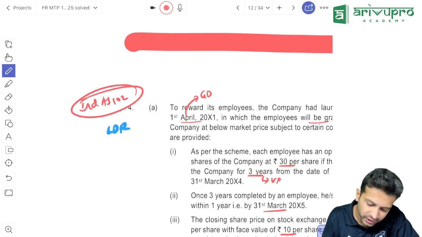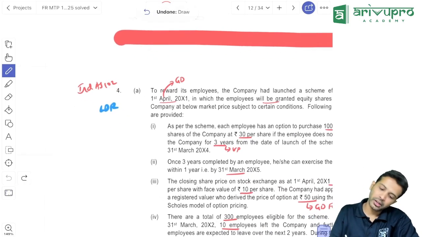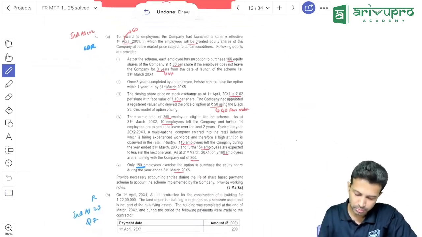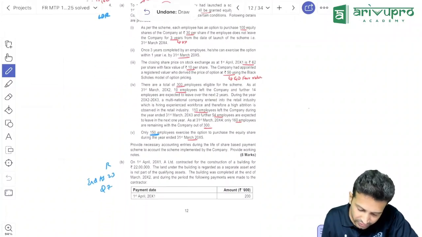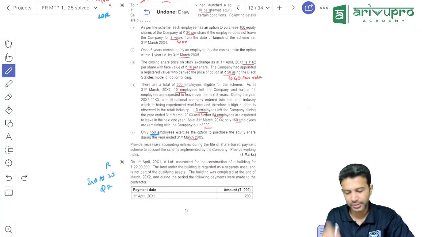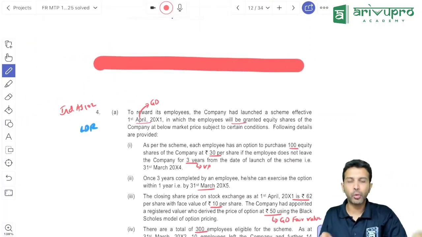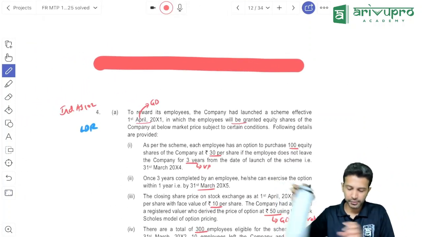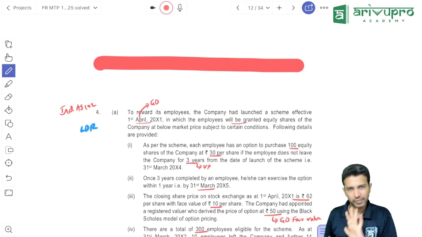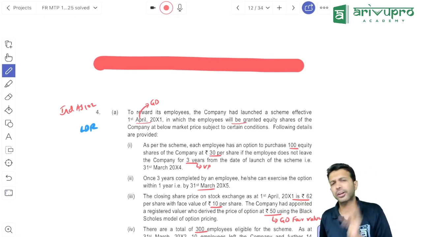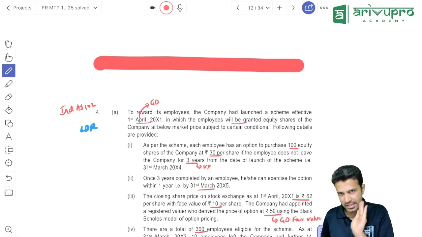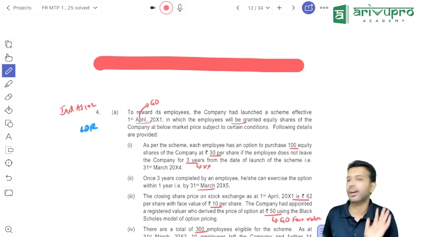So 4A is Ind AS 102. This is a good question, an LDR question. We will solve this question. 4B is Ind AS 23 borrowing cost, question number 7. Same question is there, so we will not be doing it. This question number 4A, Ind AS 102, we will do. We'll see what we can do. In fact, this also is manageable. One pointer you need to especially emphasize and remember is to take the data correctly.